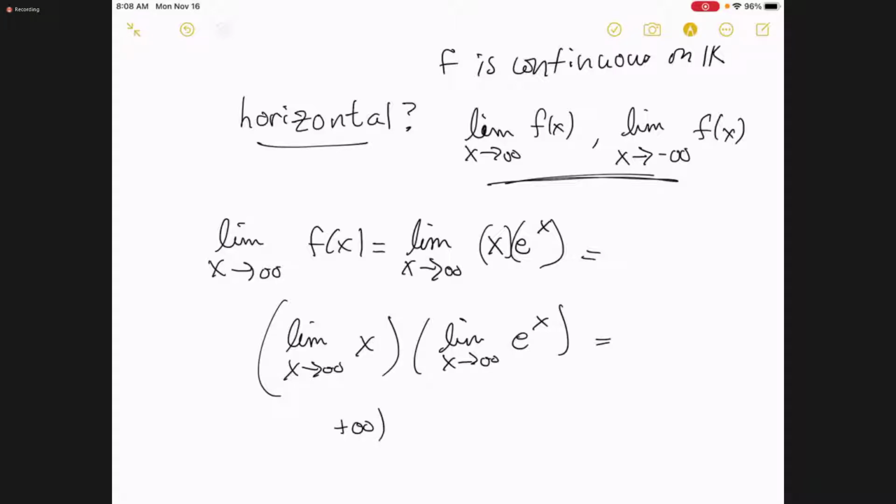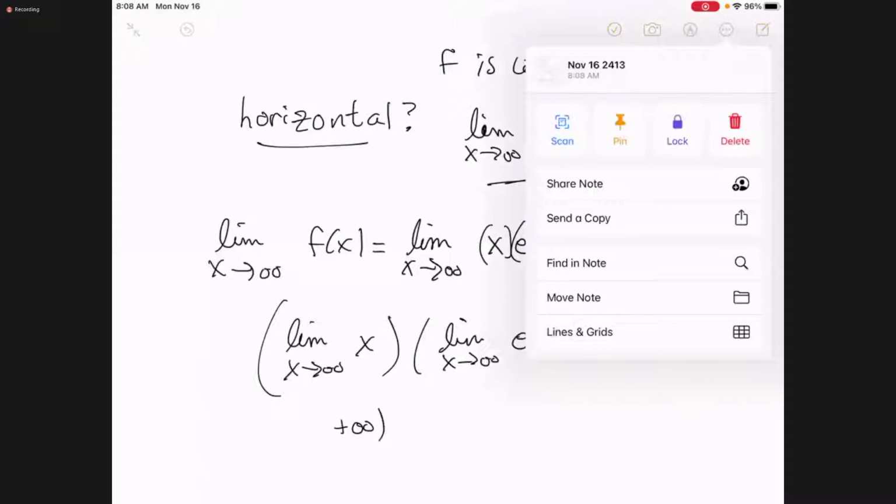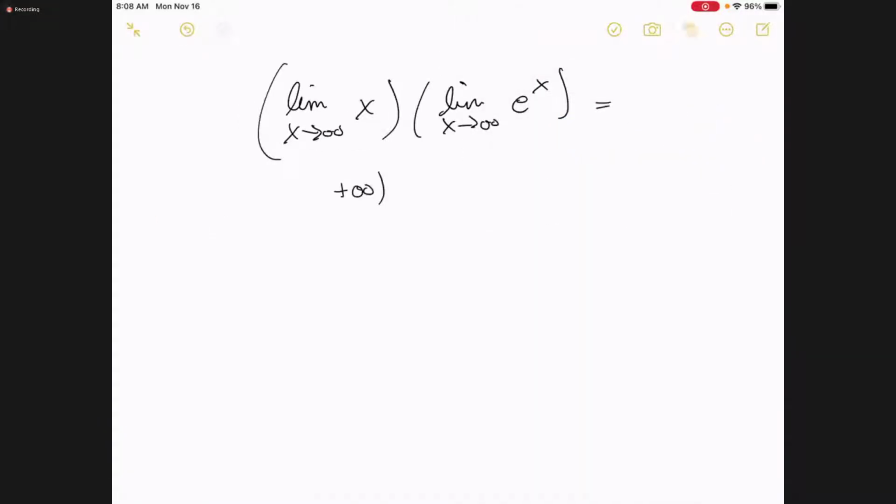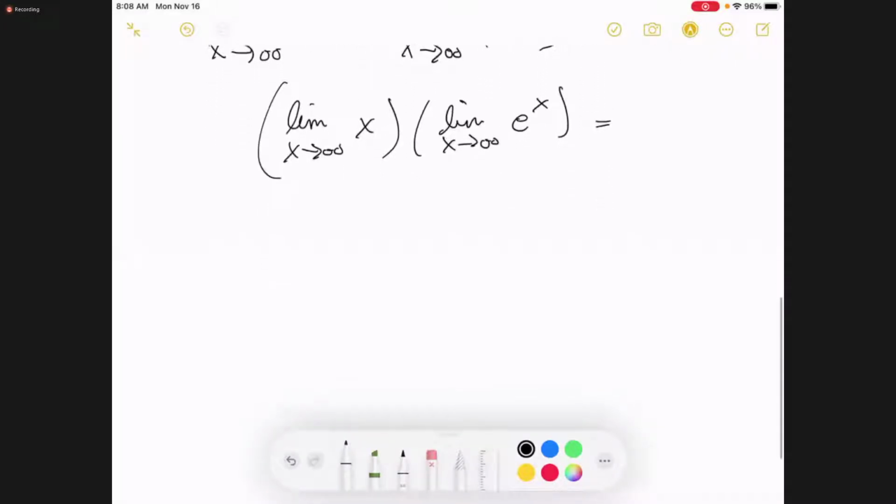In fact, let me just write that separately. Okay. Nope. Don't want that. Let's see. Don't want that either. Where's my, there it is. Okay. Yeah. I don't like writing things that are imprecise.